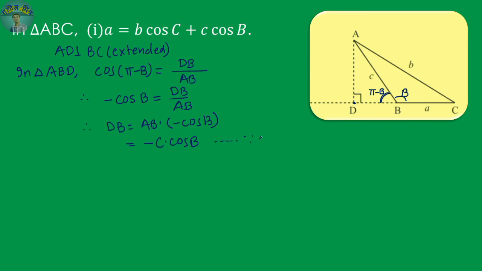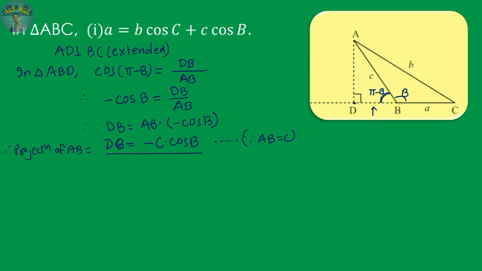Why? Since AB is C. Okay, so DB means what? It is actually the projection of AB. Okay, DB is what? Projection of AB. It is minus C cos B.